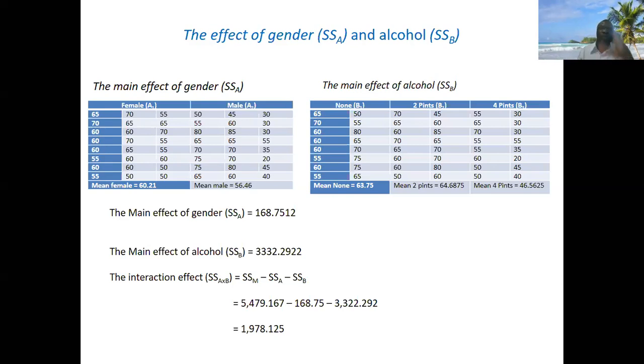Why is this one 24, 24? So you can see the mean for each group. This one is forming two groups. Look at the mean for female, mean for male. This one is from three groups: mean for no alcohol, mean for 2 pints, and mean for 4 pints.